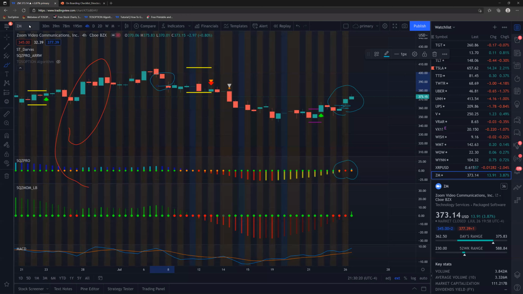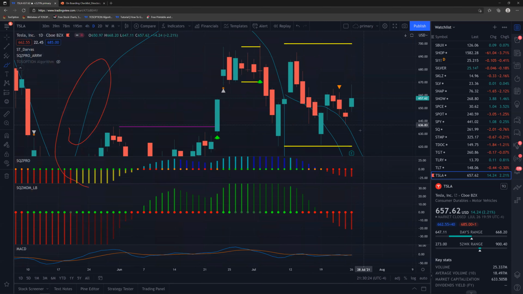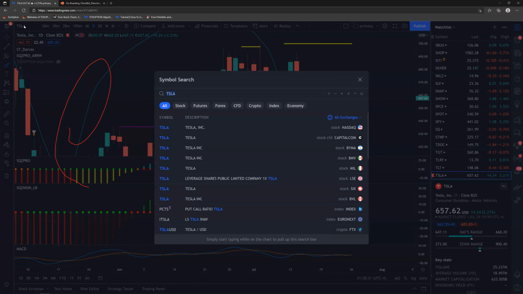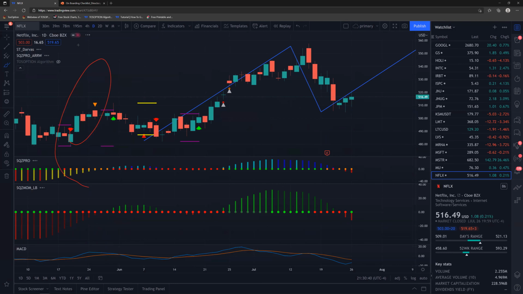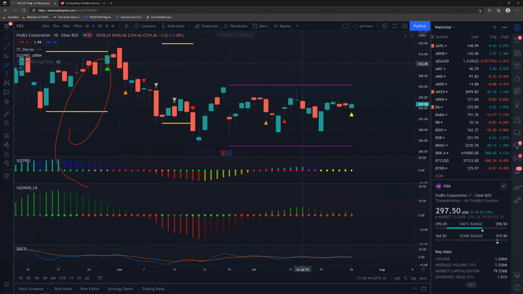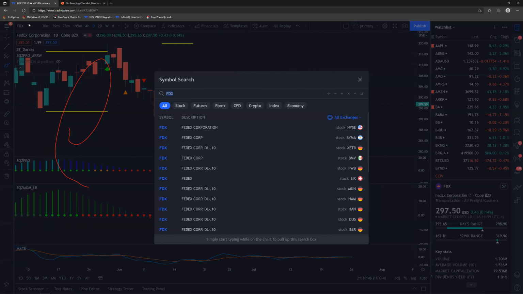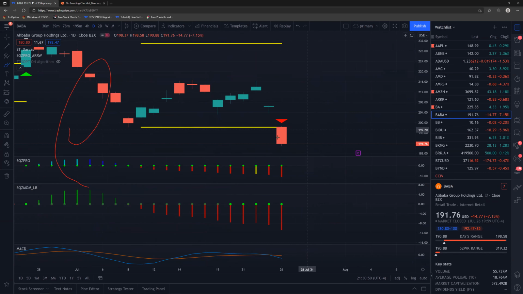So Zoom, and then also I think Tesla had a kicker as well. Yeah, into earnings, but earnings is a binary event, so you don't really want to force a binary trade. Binary is 50-50. I think there was another kicker, which was Netflix. No, Netflix was not a kicker. FedEx still chopping, and then Baba. Oh yeah, that's horrible.